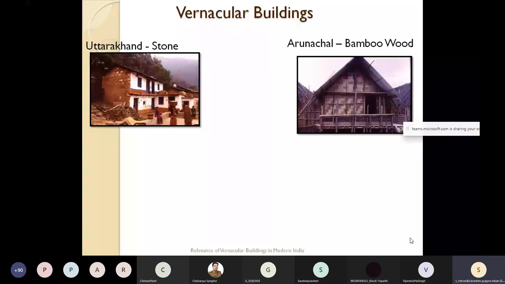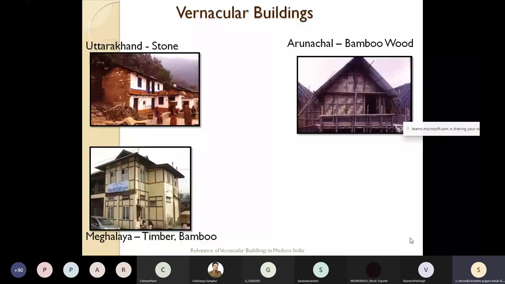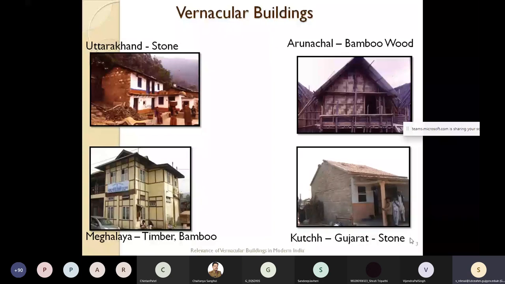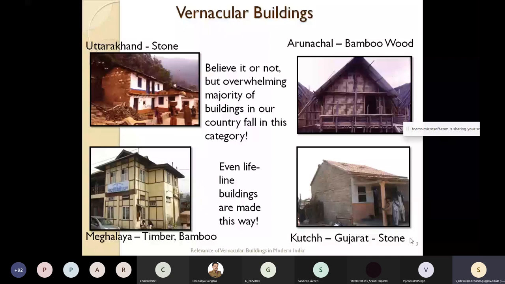And then you go a little bit south from Arunachal into Meghalaya, and you have this timber and bamboo system. Each one has its own peculiarities and is very much related to the local things. And of course, in Kutch, there's a lot of stone and a lot of earth. So you have architecture which combines stone and earth. And the overwhelming majority of buildings fall in this category, vernacular buildings.